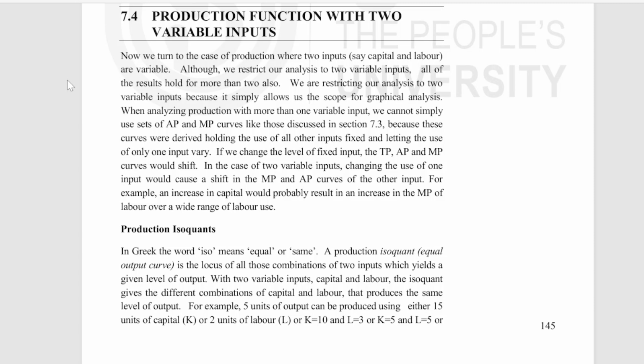So we cannot simply use the set of AP and MP curves like those discussed in section 7.3, because these curves were derived holding the use of all other inputs fixed and letting the use of only one input vary. If we change the level of a fixed input, the TP, AP and MP curves would shift, and in the case of two variable inputs, changing the use of one input would cause a shift in the MP and AP curve of the other input.